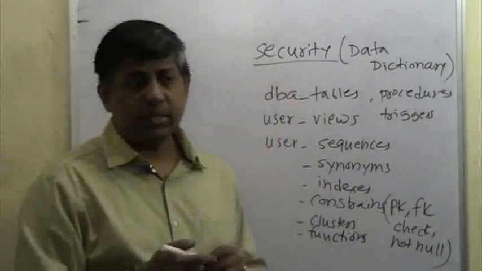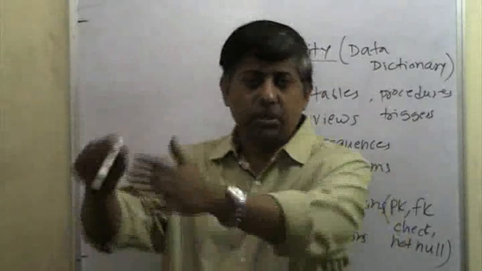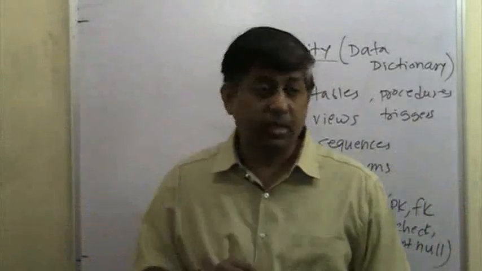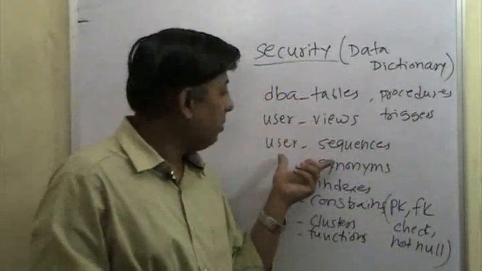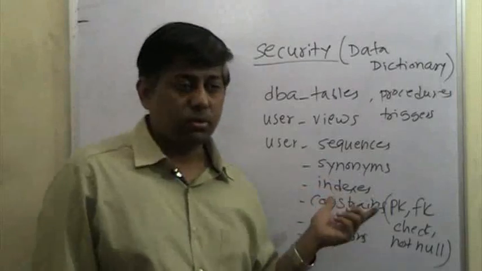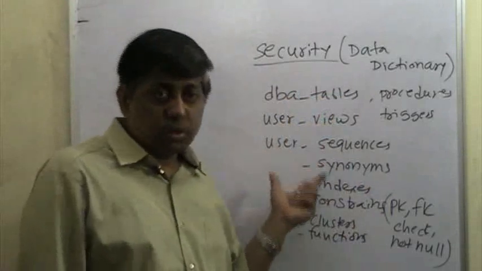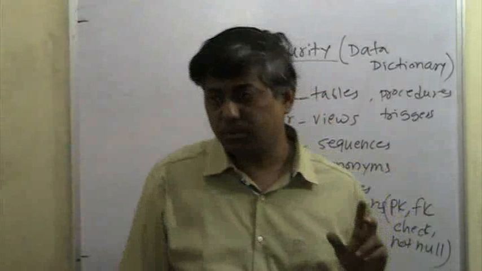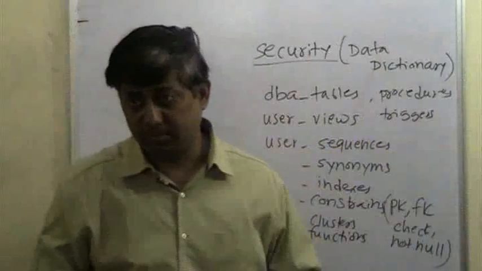The moment I say select star from DBA_tables, I will see my tables, his tables, everybody's tables, all schemas clubbed together. Similarly, DBA_views, DBA_sequences, synonyms, and so on. So for every data dictionary view user_, there is a corresponding DBA_ data dictionary view also, and that will give you the information at the database level.